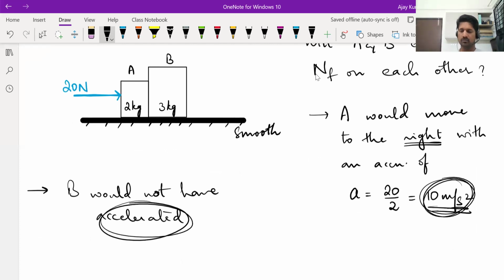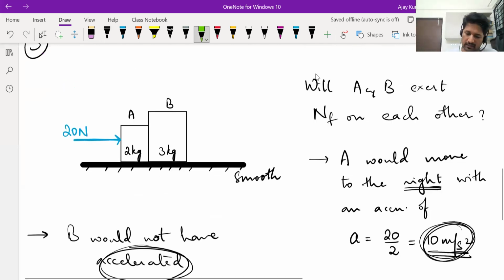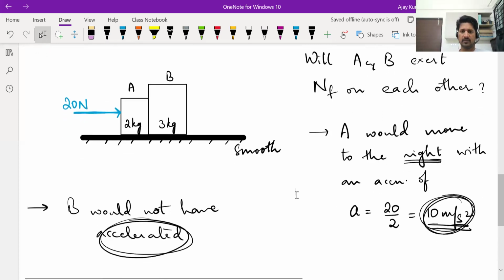Now see, both of them are present. A has a tendency to accelerate this way. B has no tendency to move on its own. Now tell me, will A push B or not? Will they push each other? Will there be a normal force between them or not this time? Sir, when the 20 Newton is acting on A, yes, then there would be the normal force. Yeah, then they will be pushing each other.